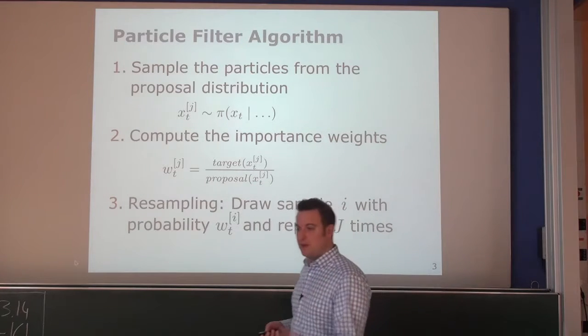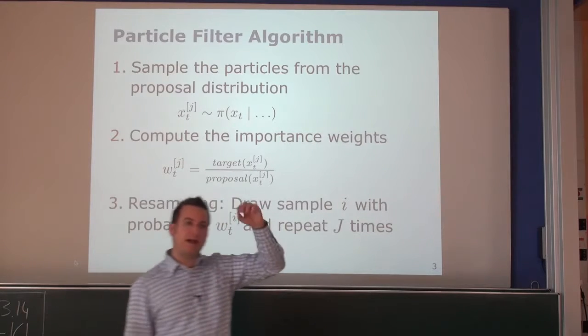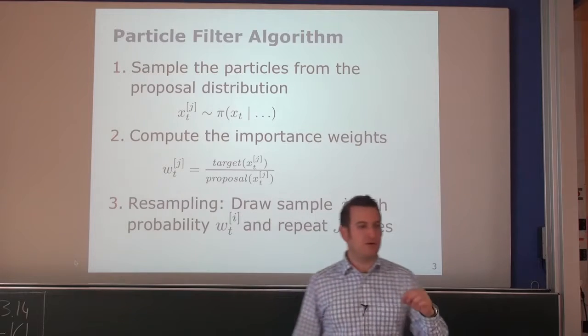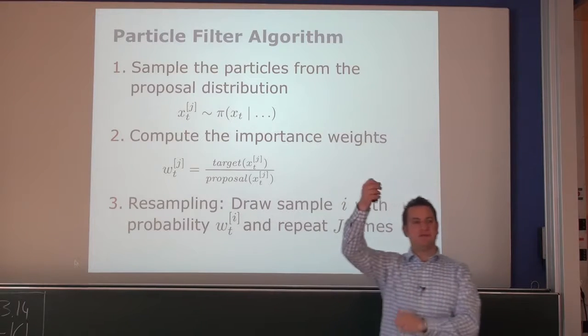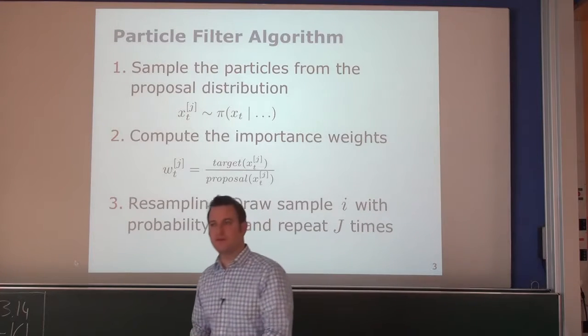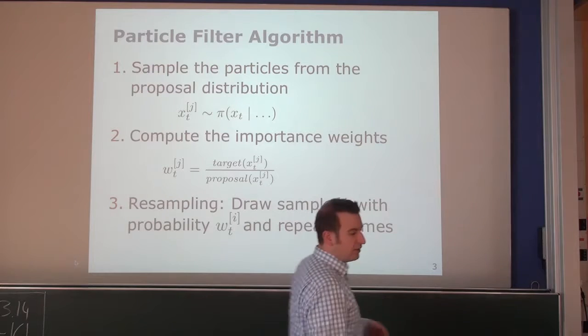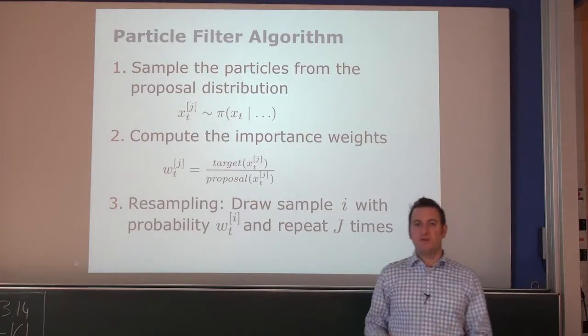So a sample where, for example, the target distribution has a very high likelihood and the proposal distribution a very low likelihood, this gets amplified by getting a high weight. This just accounts for the differences between the target and the proposal. And the last step was the resampling process, with just drawing samples with replacement.